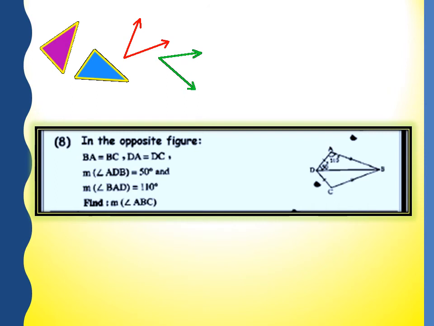From this, I can say that the corresponding angles are equal. That means measure of angle ABD, which is 180 minus (110 plus 50), equals 20 degrees, and measure of angle DBC equals also 20 degrees by correspondence. That means measure of angle ABC equals 20 plus 20 equals 40 degrees.